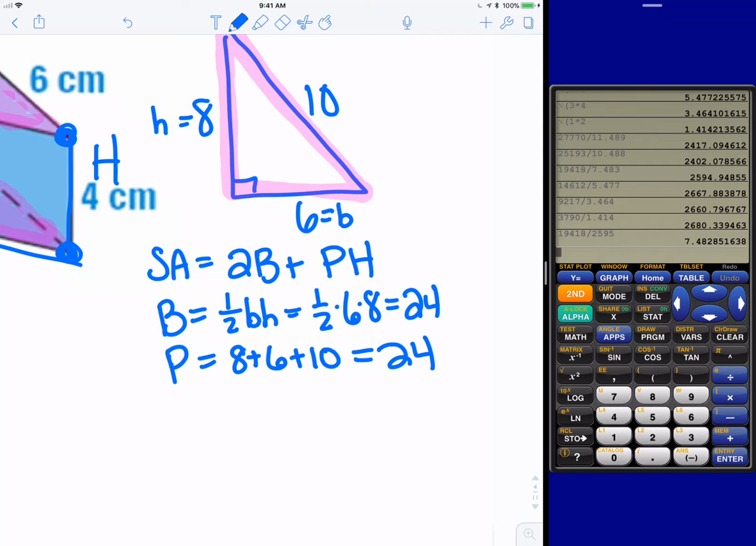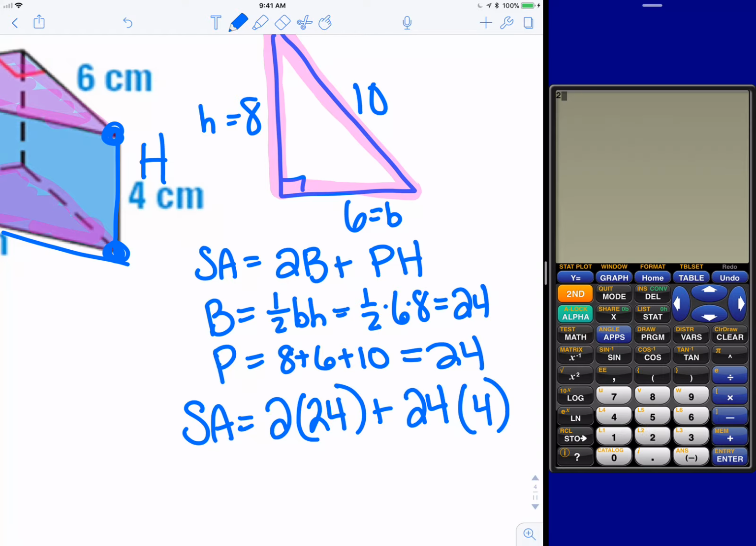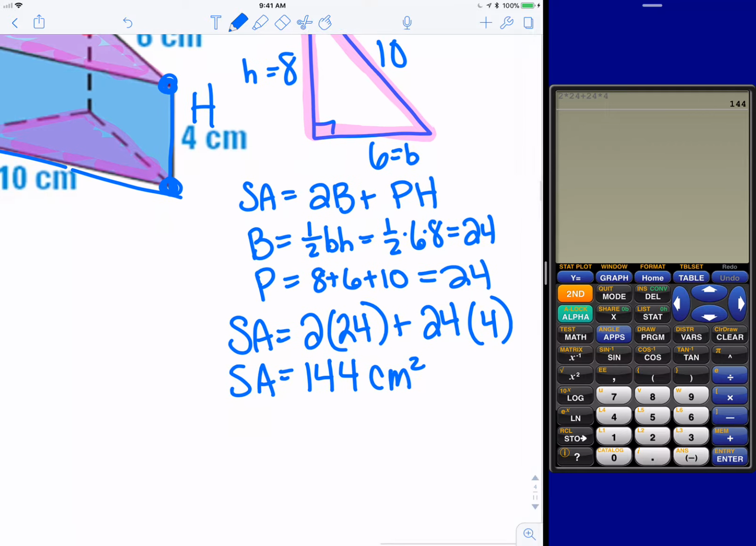And now I'm ready to find the surface area. So the surface area is equal to 2 times the area of the base face, that's capital B, so that's 24, plus perimeter, it's also 24, times the height. If you go back to the picture, that is 4. So in my calculator, 2 times 24 plus 24 times 4 is 144 centimeters squared. There's your surface area.